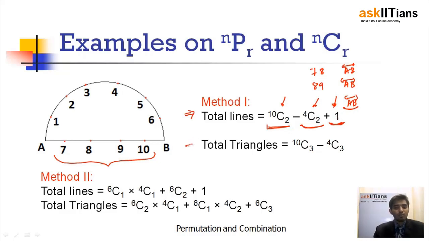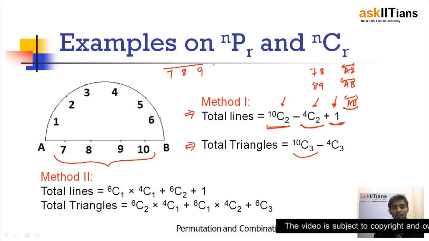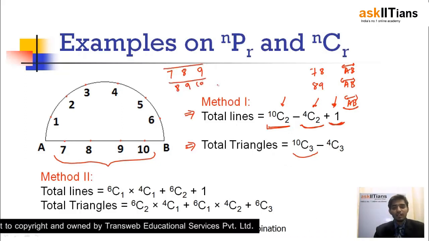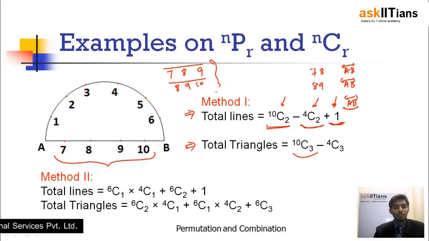Now if I want to count the number of triangles, if I choose any 3 points out of these 10 points, I will get one triangle. So let me choose 3 points out of these 10 points. So 10C3 minus some cases, which will be repeated. Which cases will be repeated? Suppose if I choose 7, 8 and 9, then I will get a straight line instead of a triangle. If I choose 8, 9 and 10, again I will get a straight line instead of a triangle. So all these cases will not be accepted. So we will have to subtract those cases.